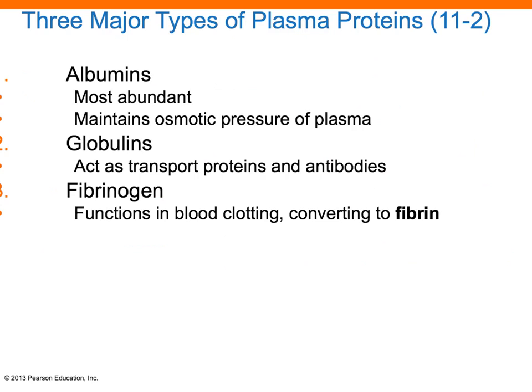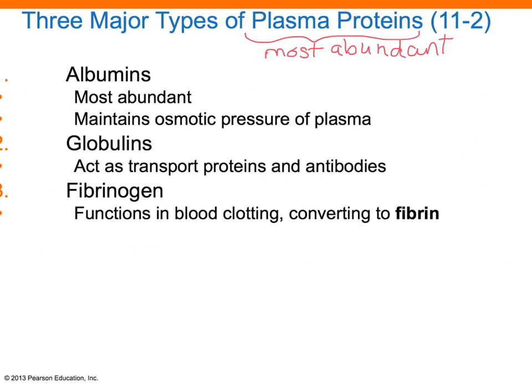Okay, so now we're going back to the dissolved substances in the plasma, and the most abundant ones are the plasma proteins. They're more abundant than nutrients and gases and all of that inside of the plasma.